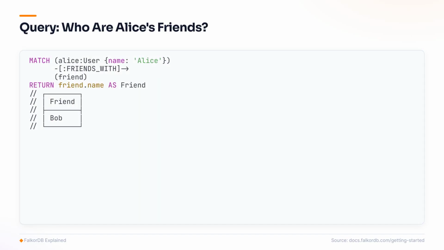Now let's ask a question. Match is Cypher's pattern-finding keyword. You draw the shape you're looking for, and the engine finds every occurrence. Here the pattern reads: a user named Alice, connected through an outgoing friends relationship to some node we call friend. Return then projects out just the friend's name. In our little graph, that's Bob. Notice what you didn't write. No joins, no foreign keys, just the shape of the relationship you care about.